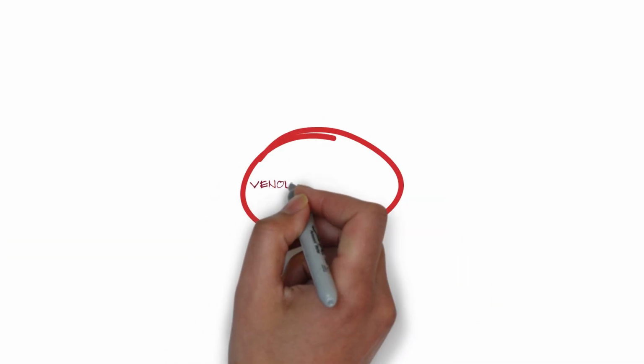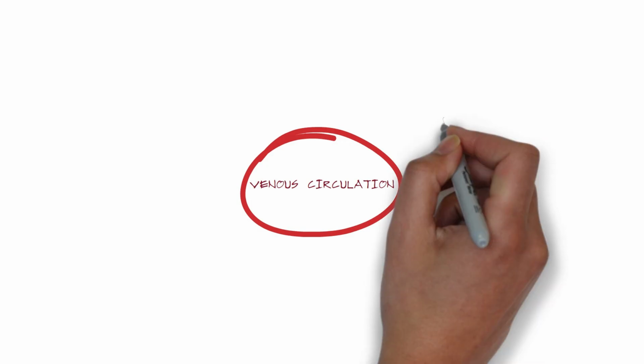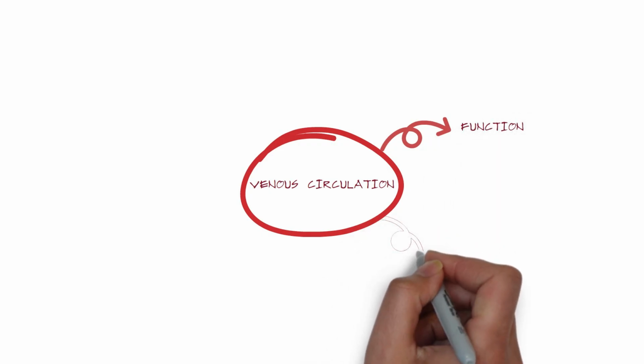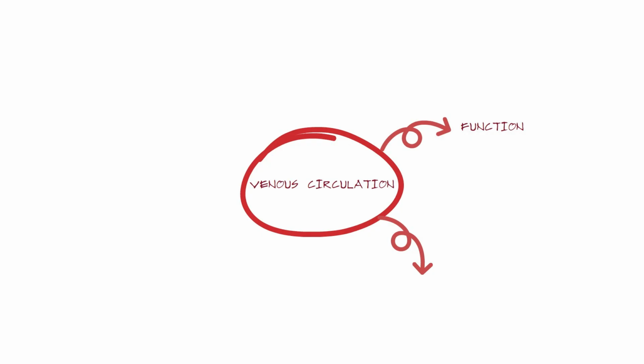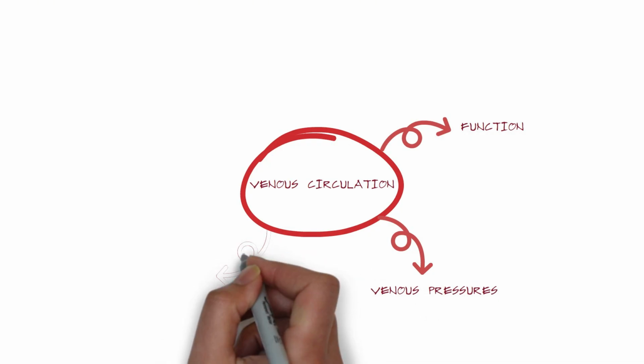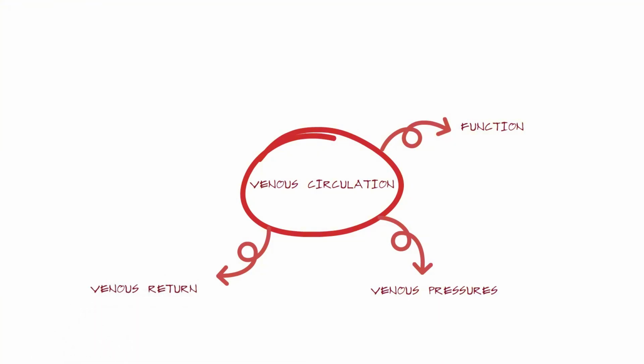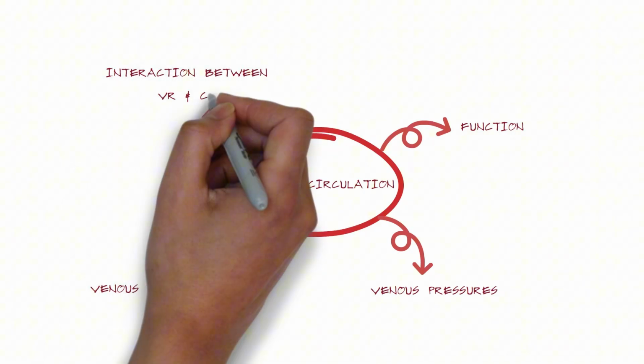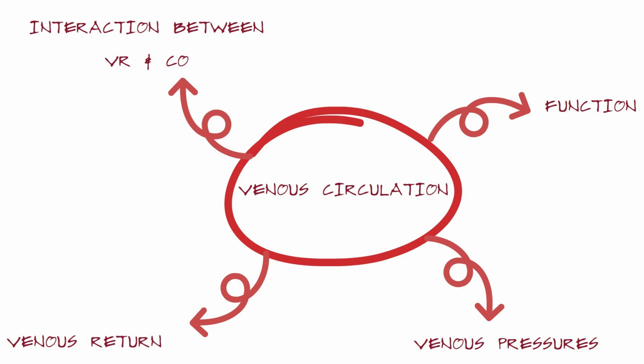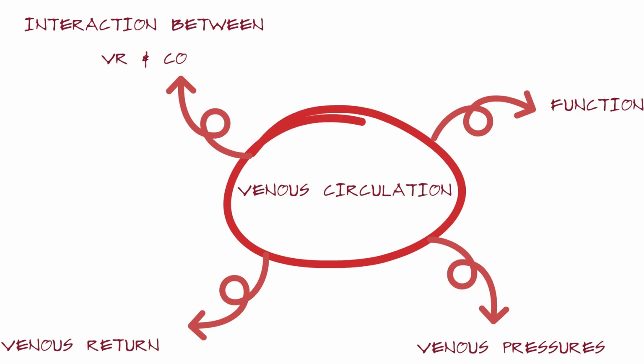Today our map is about the venous system, the part of the circulation responsible for the return of the blood back to the heart. And in this MemoMap we will talk about four main concepts. First, the function of the vein. Second, the importance of the venous pressures. Third, the venous return. And finally, the interaction between the venous return and cardiac output. Let's start building our MemoMap of venous circulation.